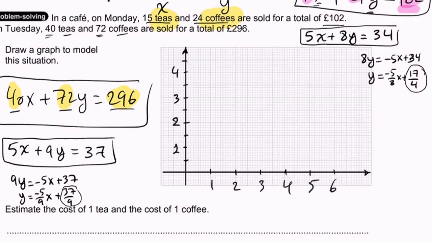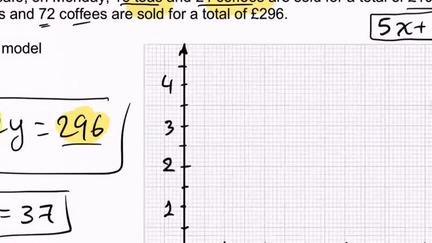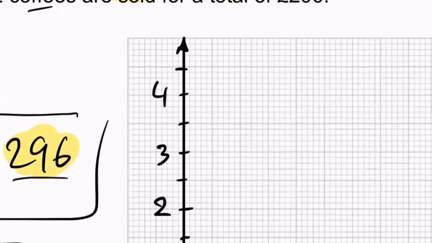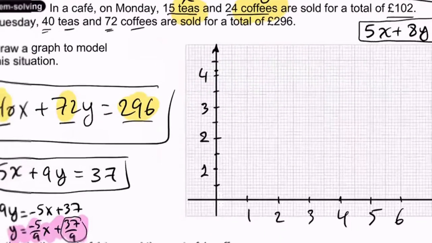So let us plot the first line, which is this one. 37 over 9 equals 4.1, and I can say that it is almost here. 4.1 means here, sorry. This is the y-intercept of the first line.